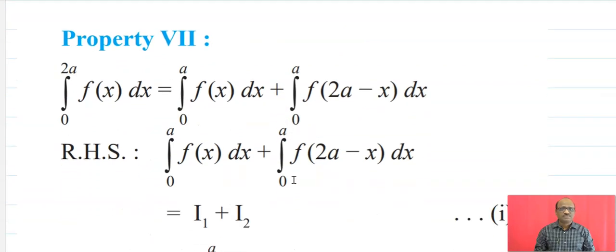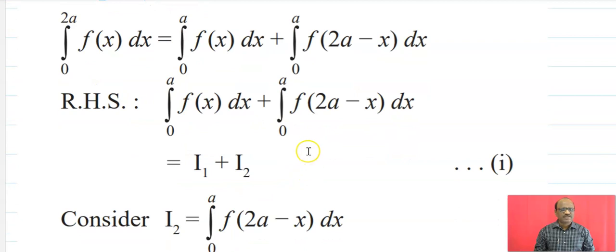Now the next property, that is property number 7: integral 0 to 2a f of x dx equals integral 0 to a f of x dx plus integral 0 to a f of 2a minus x dx. Now we will prove this property. Consider the RHS, integral 0 to a f of x dx plus integral 0 to a f of 2a minus x dx, and we will show it equals integral 0 to 2a f of x dx. The first integral we treat as I1 and the second integral as I2.